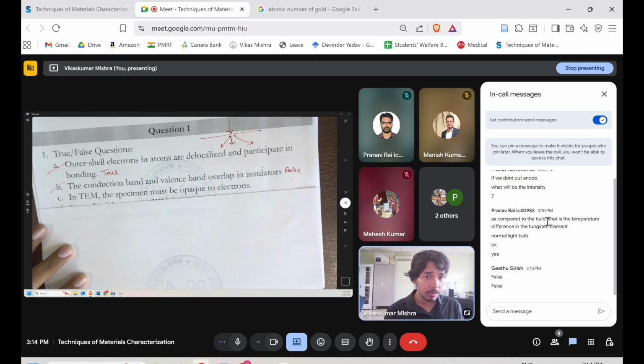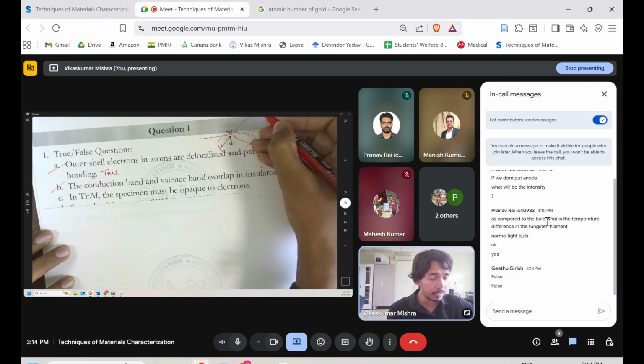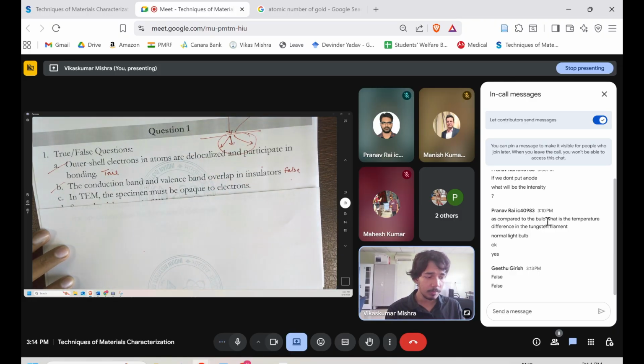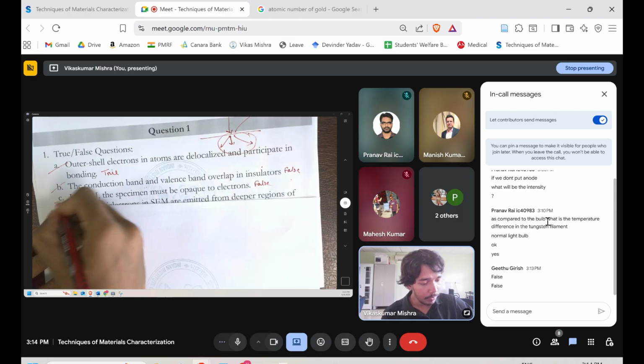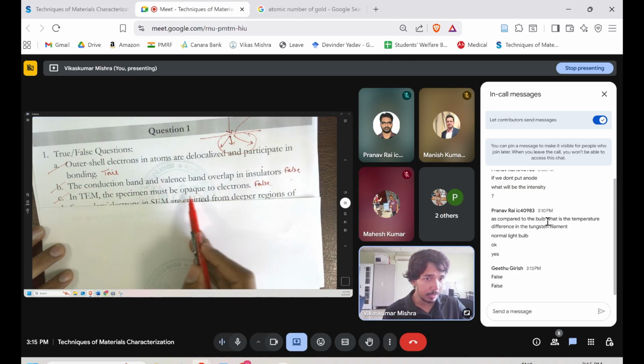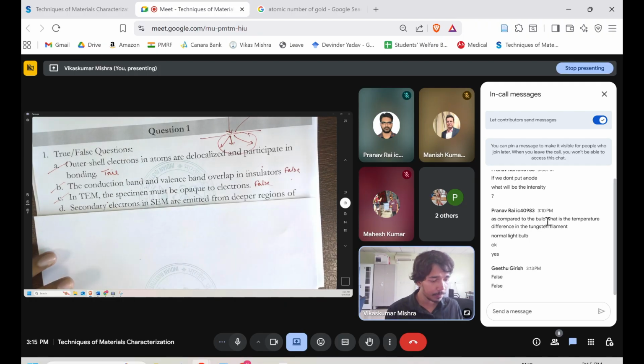If the thickness is too much, if it is opaque, then we will not get these signals. What we will get are the backscattered signals. Yeah, that's right. Very good. It's again false. For TEM we need a transparent specimen.